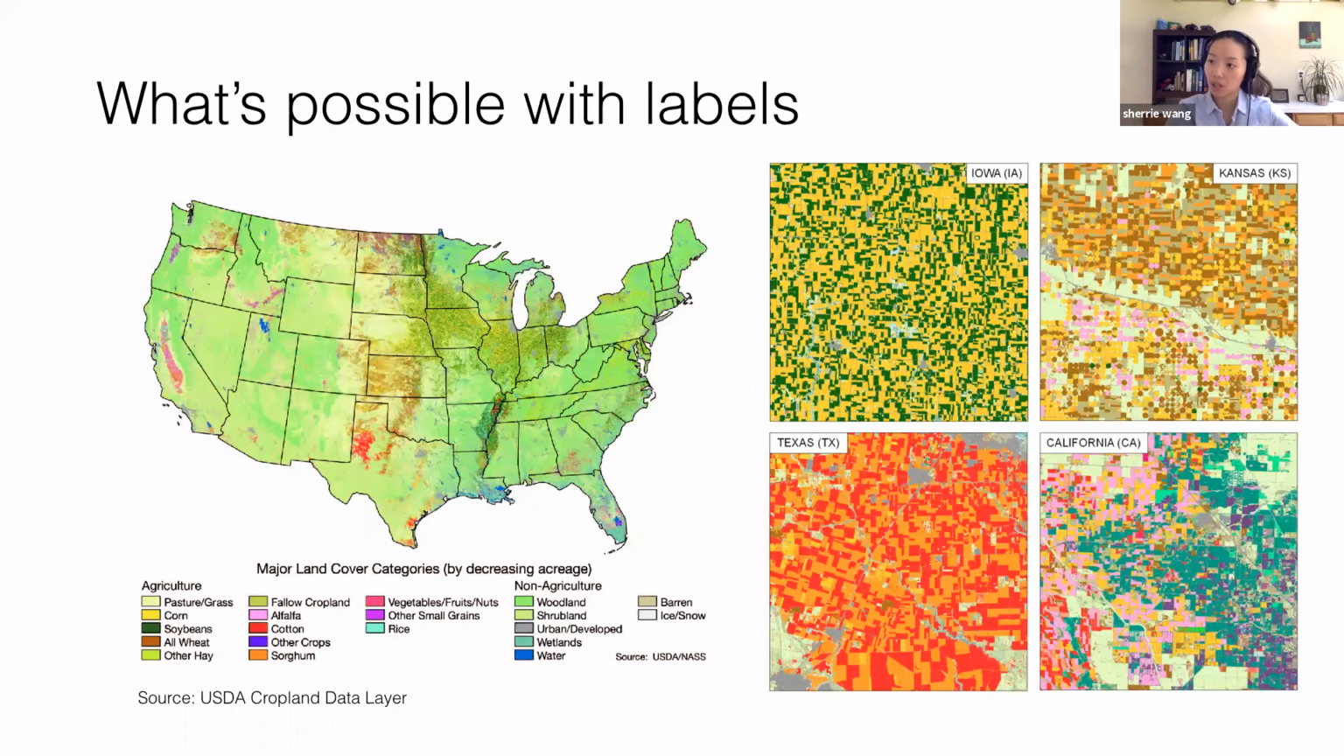And since the applications that I've been working on involve agriculture, I want to show you what's possible when we do have labels in agriculture. And then I'll talk about what the current state of the art is in low income regions.